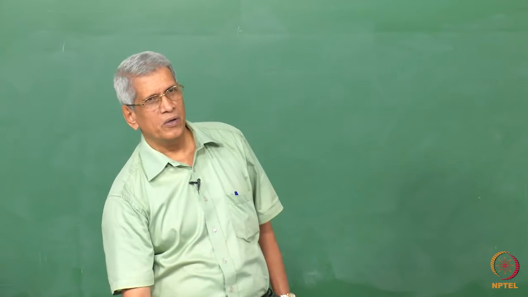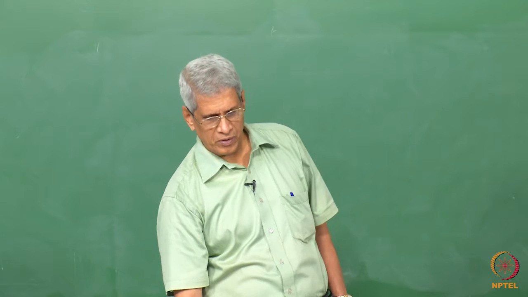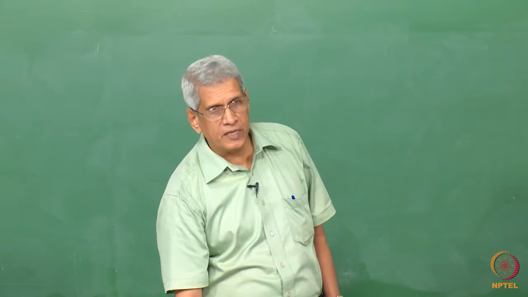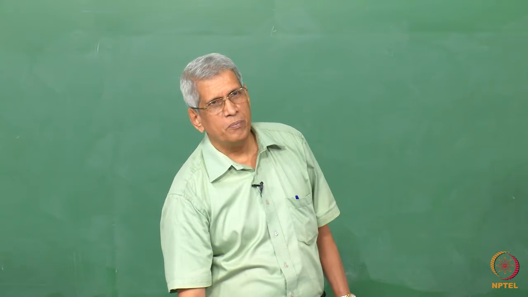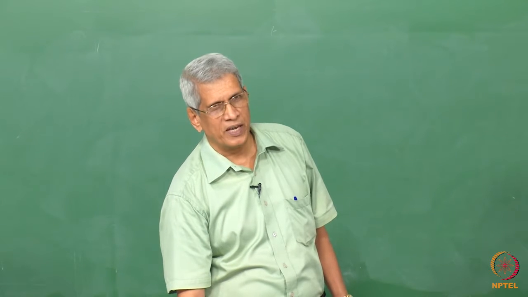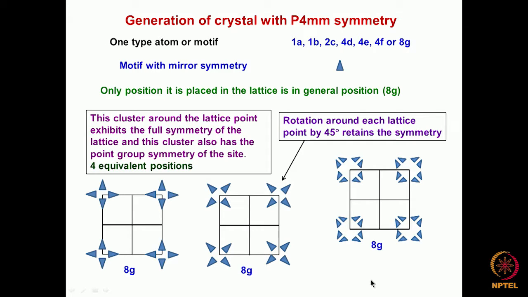So that is 8G. 8G means that G is the Wyckoff symbol, and 8 means how many equivalent positions are required. Okay. And here in this particular case, since this has a symmetry which is 2, it will be only 4 motifs that will be required. Okay.